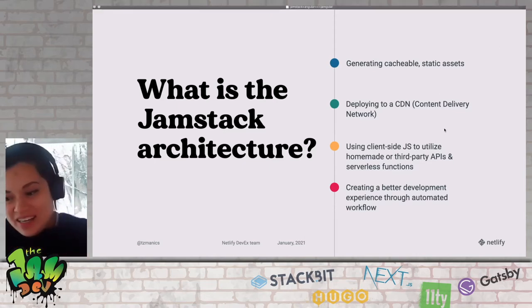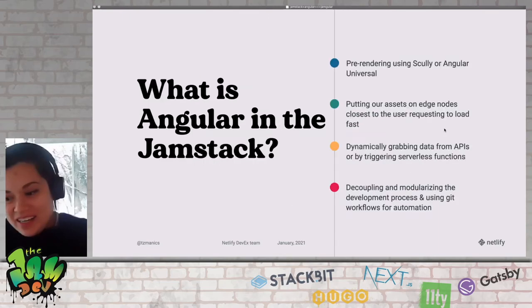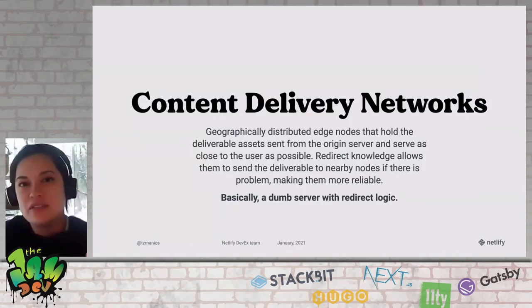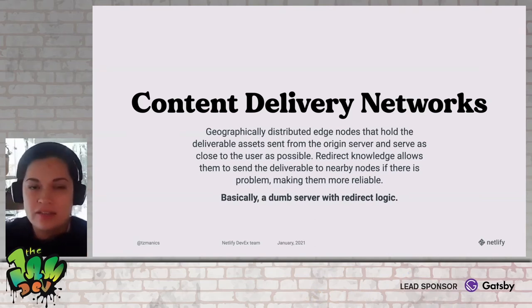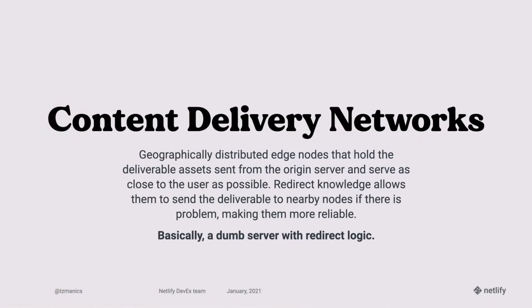But speaking of the words, I want to go over some words that are more of a Jamstack kind of glossary that some may not be familiar with, like content delivery network. So these are really powerful dumb servers. And we talk about dumb components in Angular, so I feel like it's okay to call other things like servers dumb. But they're geographically distributed edge nodes. So they're scattered throughout the globe.